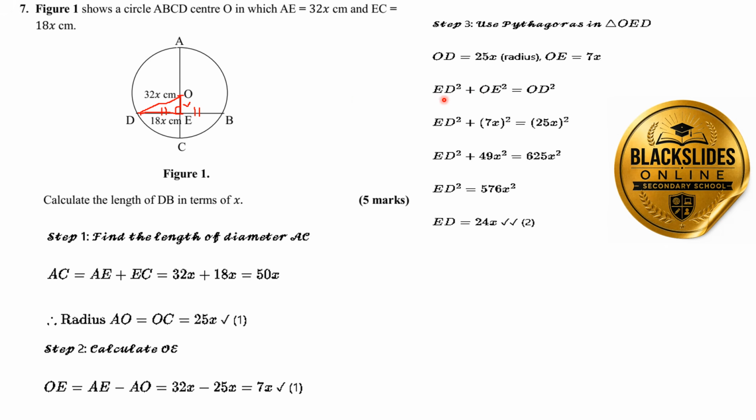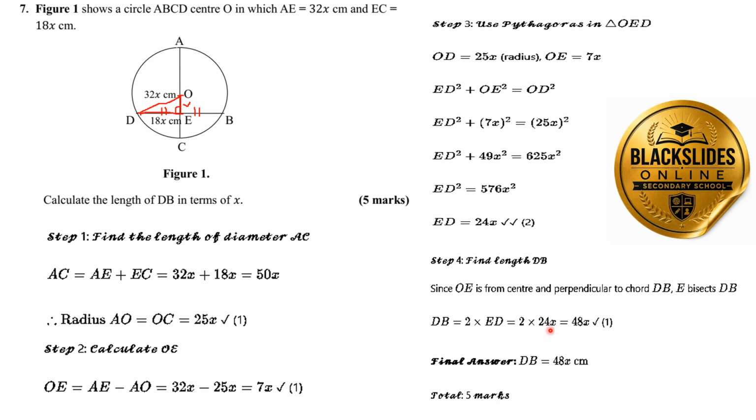So applying Pythagoras theorem, ED squared plus OE squared is equal to OD squared. That's Pythagoras theorem. So substituting and simplifying will give us ED equals 24. But our target is DB. So DB is basically twice DE. That means DB is going to be 48, just multiply by 2. DB is 48 centimeters.